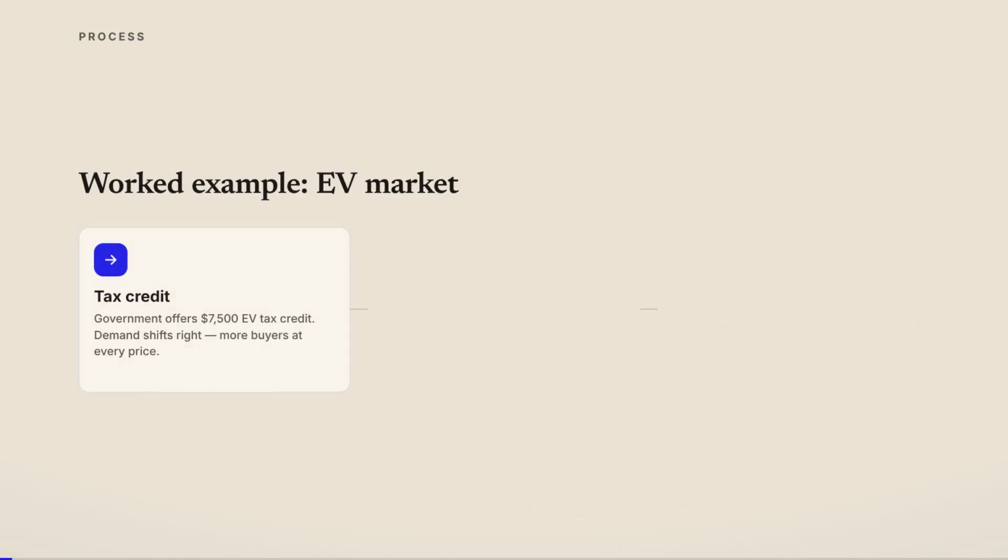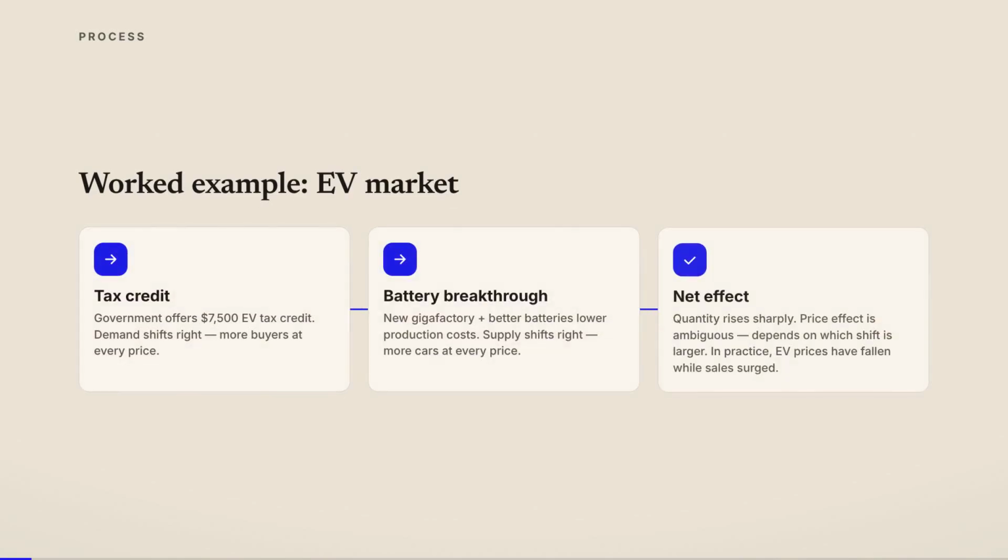Let's put everything together with a comprehensive worked example. Imagine the market for electric vehicles. In 2023, the equilibrium price for a typical EV is $45,000, and manufacturers sell 2 million units per year. Now, 2 things happen simultaneously.